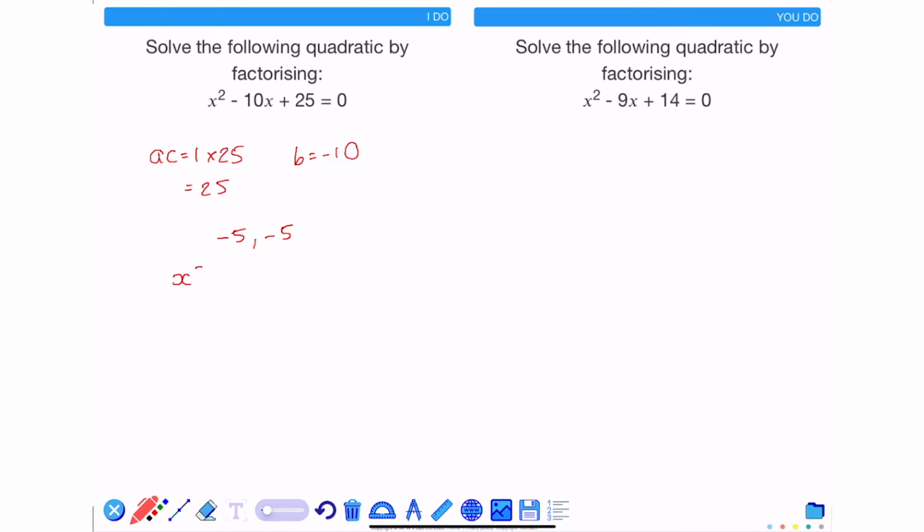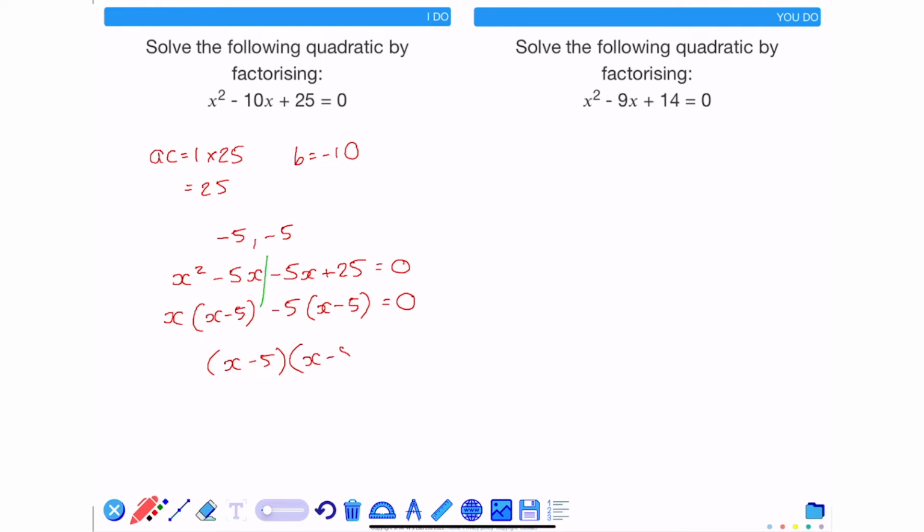Rewriting my original quadratic as x squared minus 5x minus 5x plus 25 will still equal 0. Splitting into 2 and factorising each half will give me x and x minus 5, and negative 5 and x minus 5. Fully factorising the problem will give x minus 5 and x minus 5.